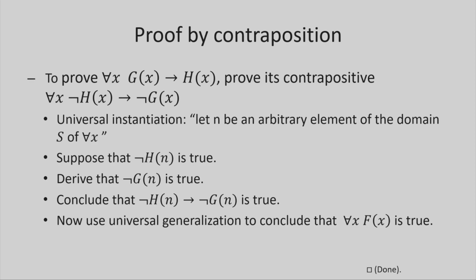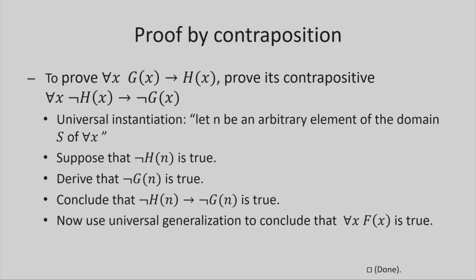So this was an example of proof by cases. Now let's do another kind of proof, a proof by contraposition. Proof by contraposition relies on the equivalence that we actually proved when we were doing direct proofs, that if you have g of x implies h of x, it's equivalent to not h of x implies not g of x.